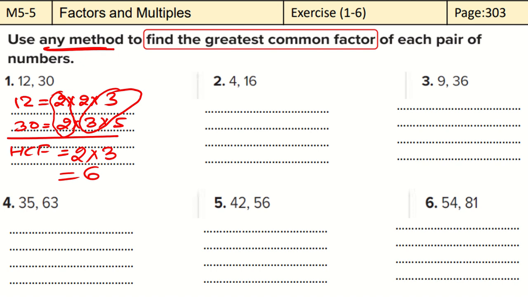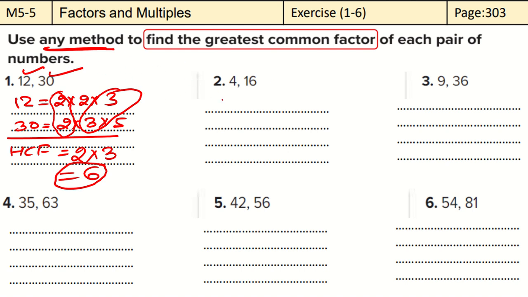My dear students, just to double check your answer, whatever answer you are getting here, 6 for example, you just divide both the numbers by 6. If you divide 12 by 6, you will get the answer 2. If you divide 30 by 6, you will get the answer 5. So if both the numbers divide, it means your answer is correct.